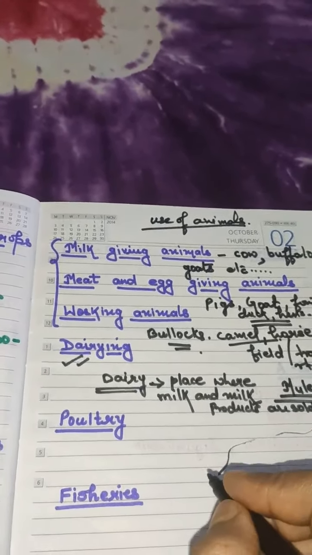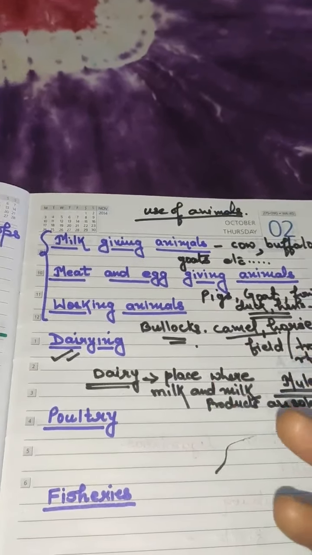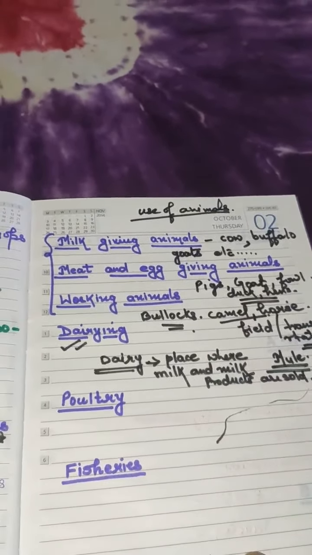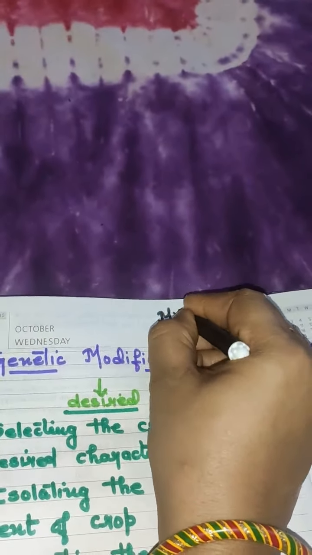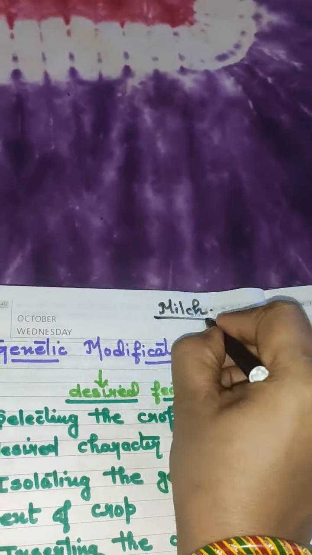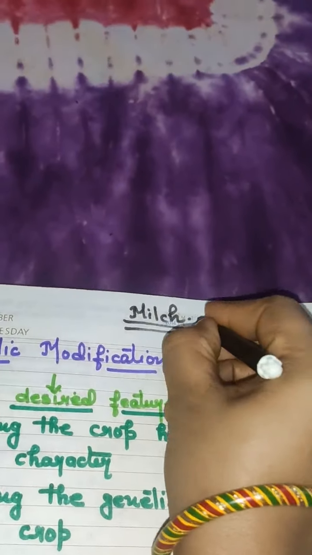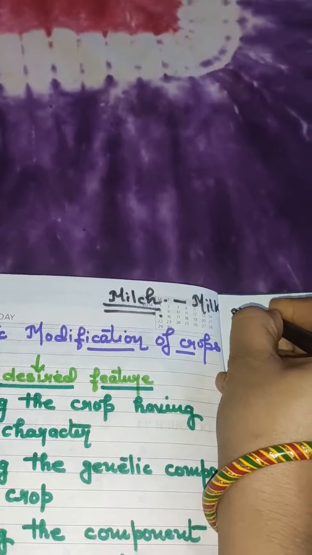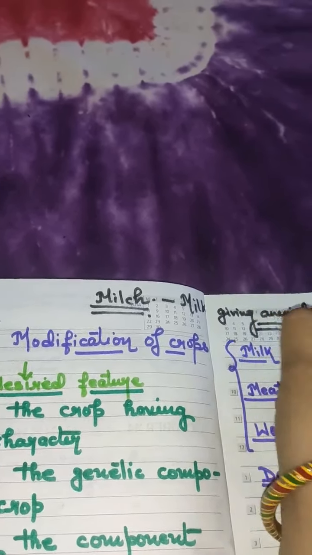Clear to you? The milk yielding animals such as cows, buffaloes and goats are known as milch animals. Did you remember the term milch? This term we have read in standard 6. The milk giving animals are termed as milch animals.